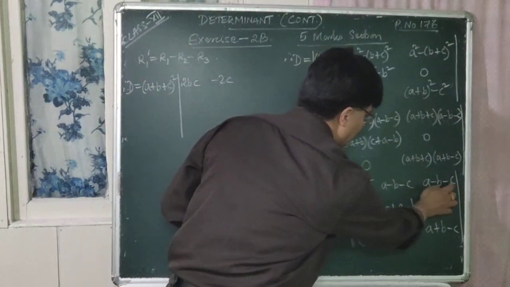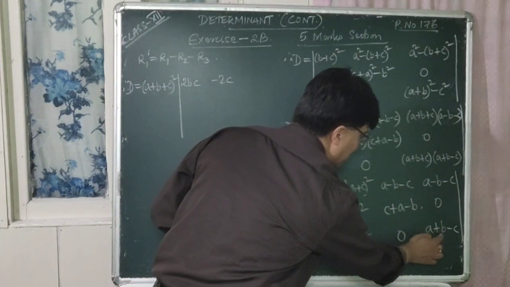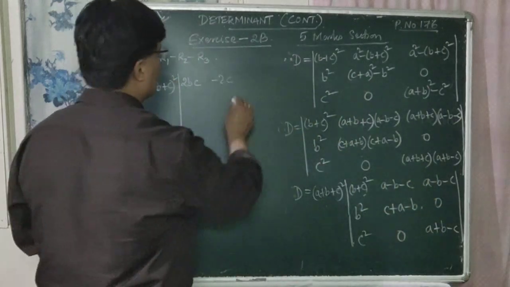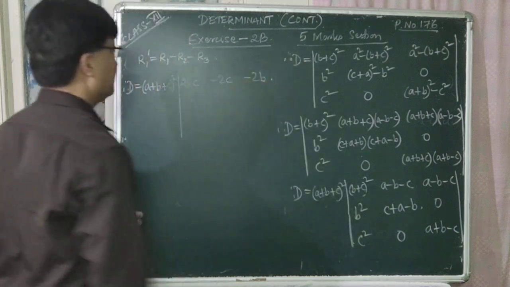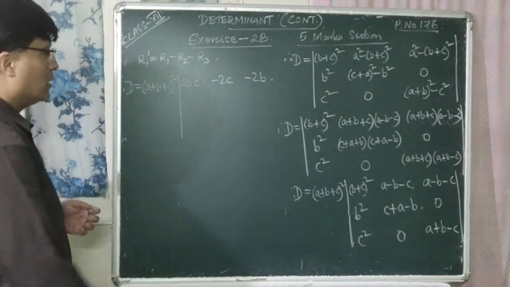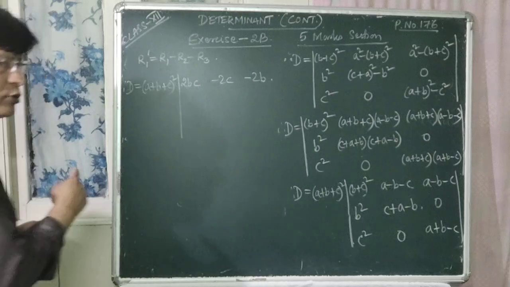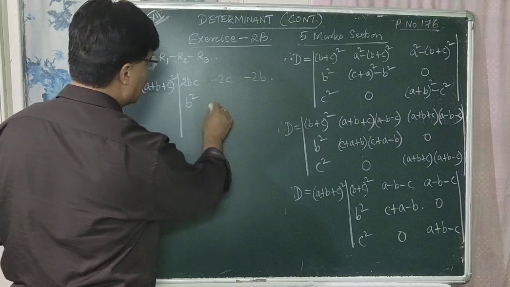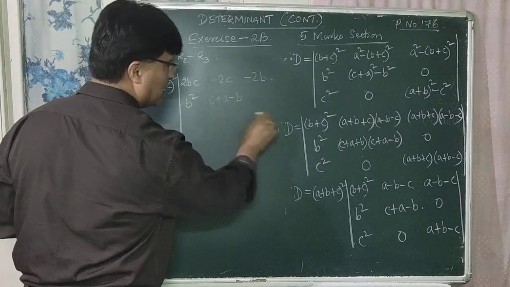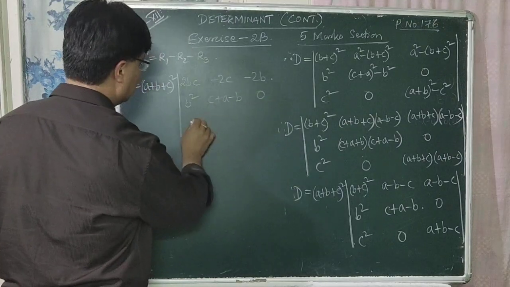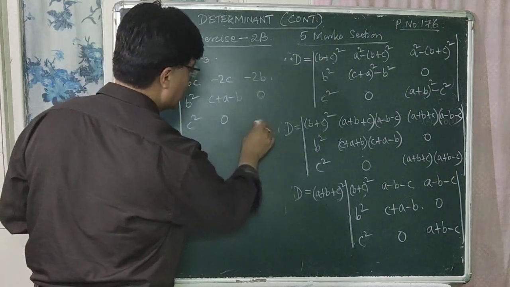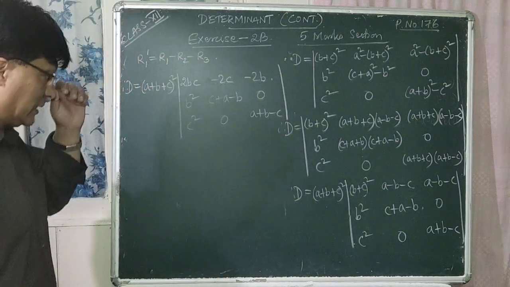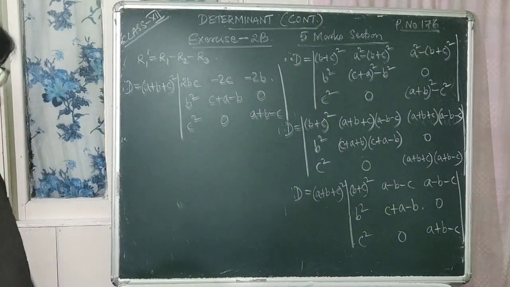That is a minus b minus c minus 0 minus a minus b plus c. Here c cancels, a cancels, you will get minus 2b. Minus 2b. Is that clear? Now write down the second row, it remains the same, and the third row remains the same. So it is b square, then c plus a minus b, then 0, next c square, 0, next a plus b minus c, a plus b minus c. So you have understood this one?